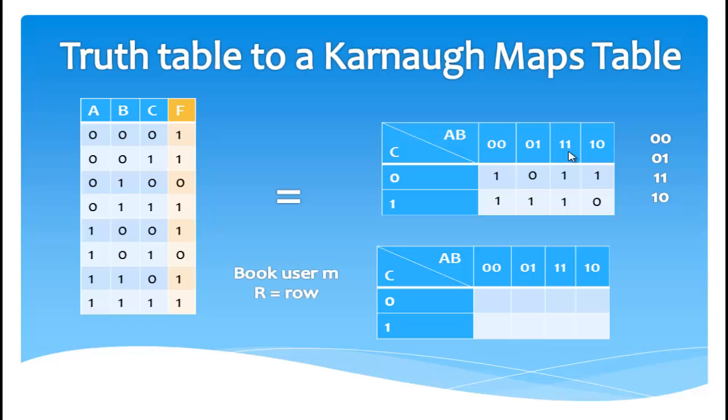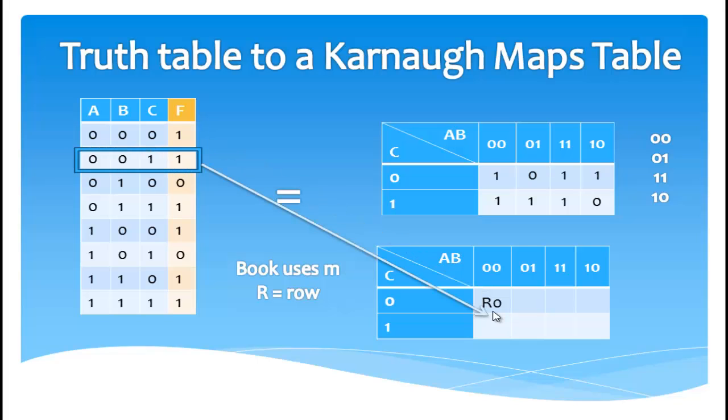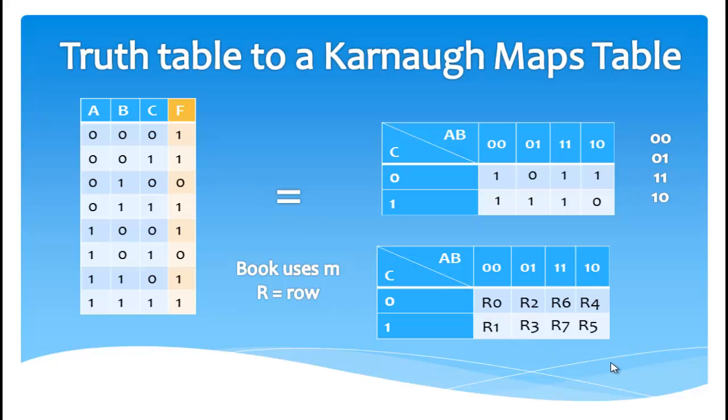In our book, we use the letter M to represent the spot. But I'm going to use R because I think it makes more sense to say it's a row. So, for example, this row is always going to be placed here, row 0. This is always going to be the place for row 0. Okay? Now, for row 1, it's going to be placed here, and so on. So this is the complete mapping for the K-map. Okay, row 0, 1. So these are the spots that represent them.